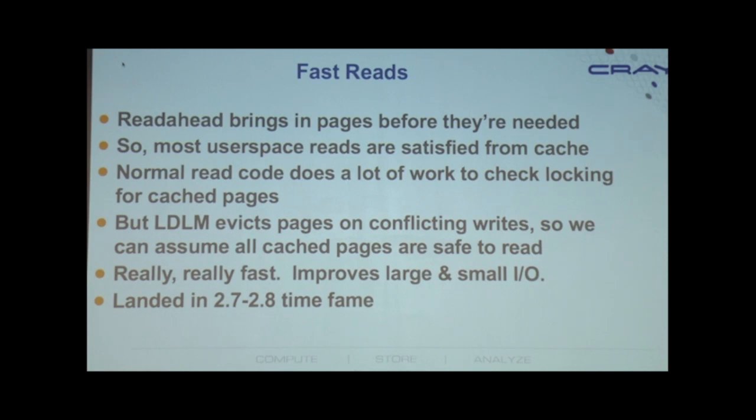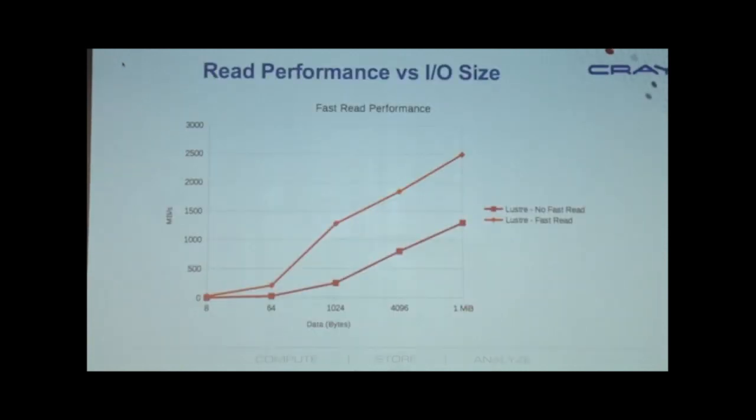I don't remember exactly when this landed. We got it in from Intel's 2.7 FE, but I'll show a few graphs here. So this is without fast read and with fast read. You can see it's several times for all these sizes. So that's bytes on the bottom. So, you know, at 1K, you're looking at like a 5x improvement. At 4K, again, like a 3 or 4x improvement. And even up at 1 meg, you're looking at a 2 to 3x improvement.